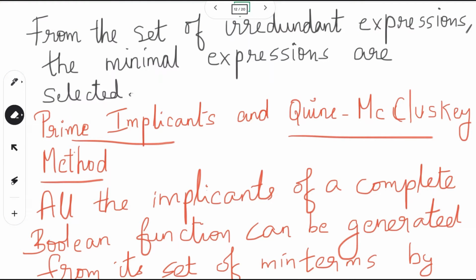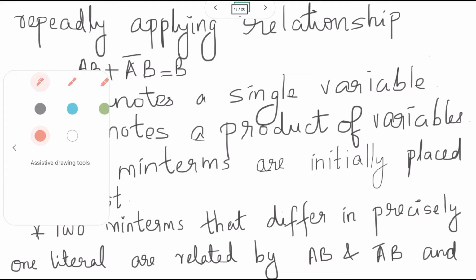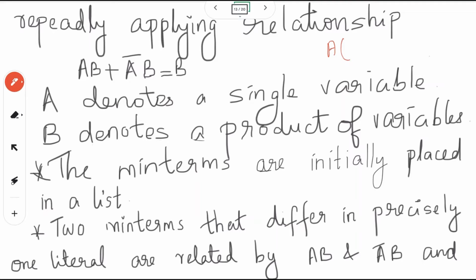In this method, first all the implicants of the complete Boolean function can be generated from the set of minterms by using the basic expression AB plus A bar B is equal to B, because we know that A into B plus A bar into B can be written as B into A plus A bar, which is equal to B. If you consider a minterm, we can consider A as denoting a single variable and B as denoting a product of variables.